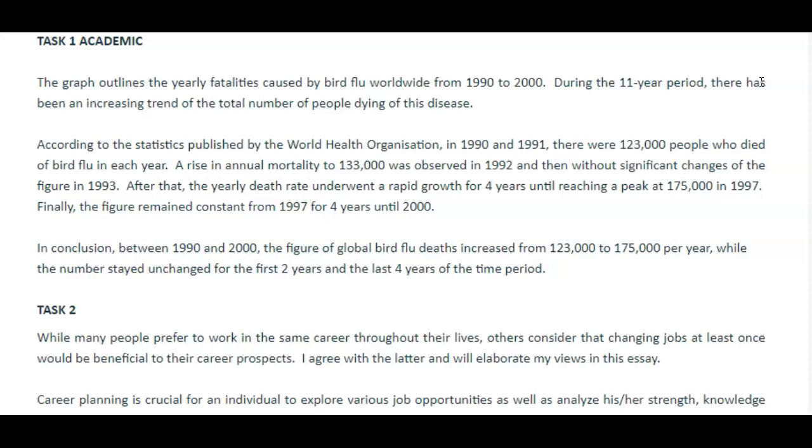Okay. In conclusion, okay, between 1990 and 2000, the figure of global bird flu deaths increased from this to this, while the number stayed unchanged for the first 2 years and the last 4 years of this time period. All right, that's lovely. I have absolutely nothing to say about this. It's really, really very good. I had that one comment, but it's really minor.